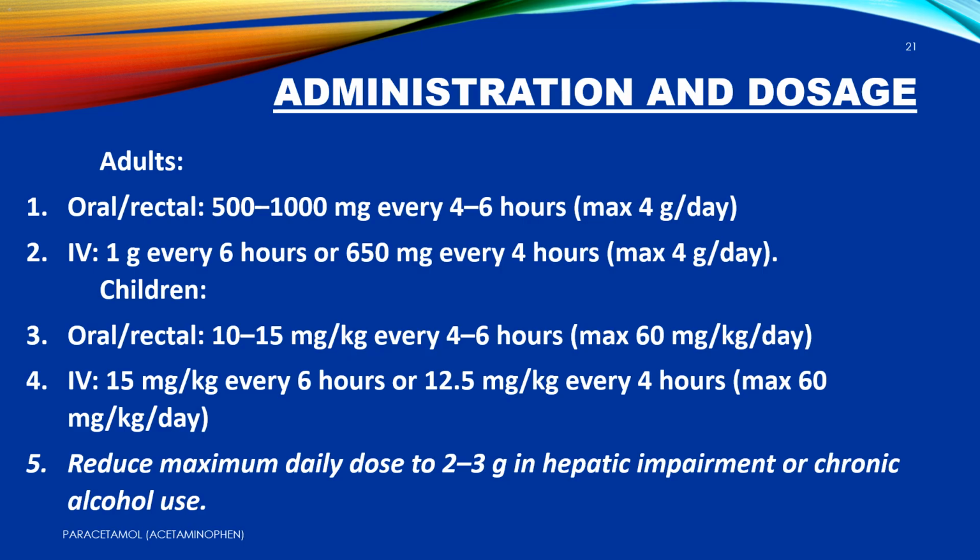3. Children, oral, rectal. The dose is calculated based on weight, typically 10 to 15 mg per kilogram every 4 to 6 hours, with a maximum daily dose of 60 mg per kilogram to ensure safe and effective use in pediatric patients. 4. Children, IV. The recommended dose is 15 mg per kilogram every 6 hours or 12.5 mg per kilogram every 4 hours, with a maximum daily dose of 60 mg per kilogram to provide effective pain relief and fever reduction.